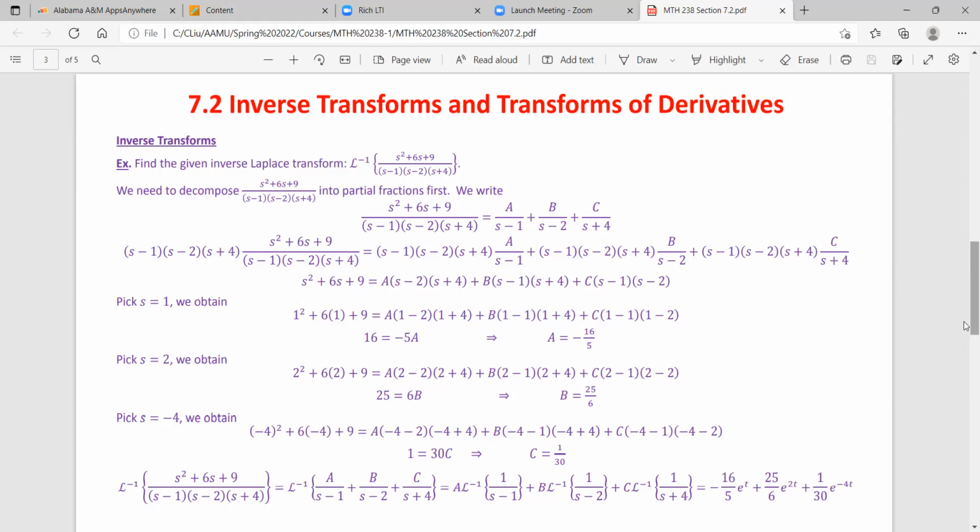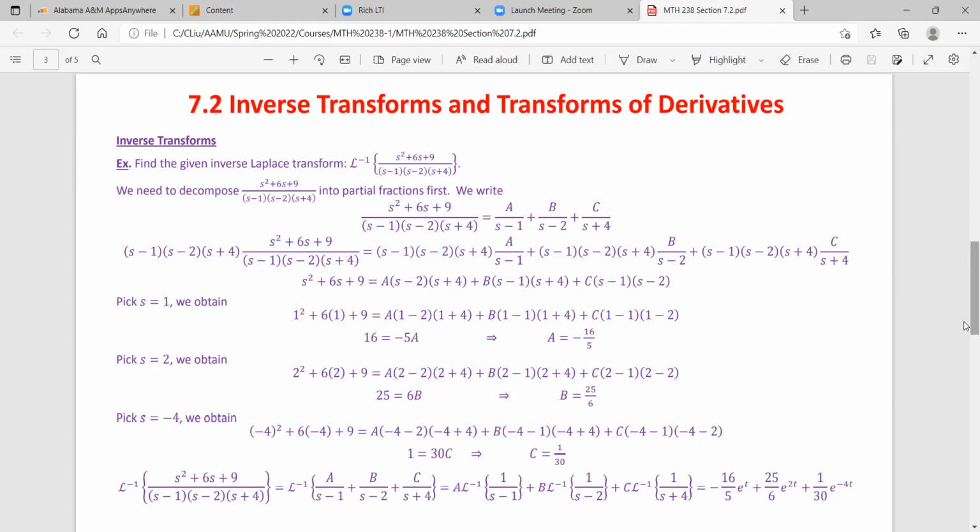Furthermore, you can factor out all the constants from the inside. So we get A times the inverse Laplace transform of 1 over s minus 1 plus B times the inverse Laplace transform of 1 over s minus 2 plus C times the inverse Laplace transform of 1 over s plus 4. And now you can put back A, B, and C into the expression.